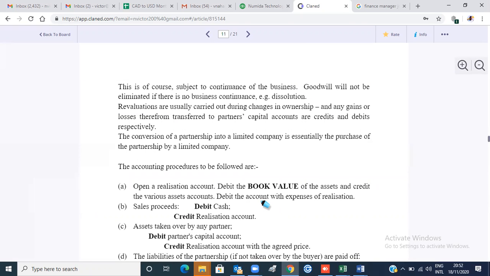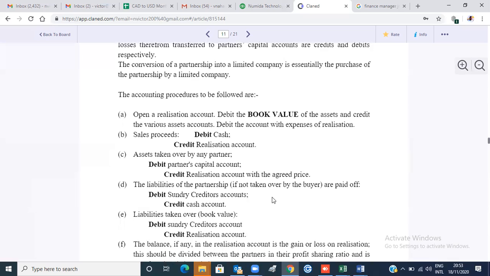Then we can also dissolve a partnership. And when we are dissolving a partnership, basically we are closing down everything. And when you're doing that, you create an account which we call a realization account. And you will start by clearing. If there are any liabilities for a partnership, you settle them. If there are any assets for the partnership, you sell them off. If you go through that step-by-step approach, you realize that you open the realization account, debit with assets. Once you sell the assets, debit cash, credit the realization account.